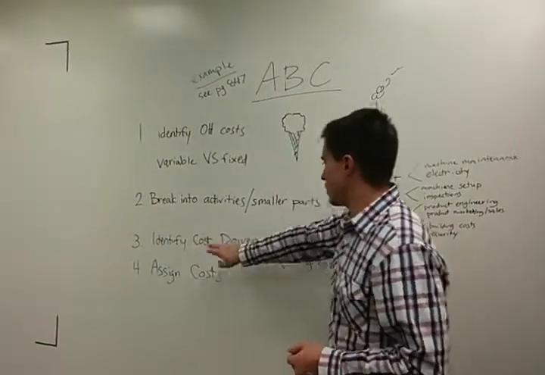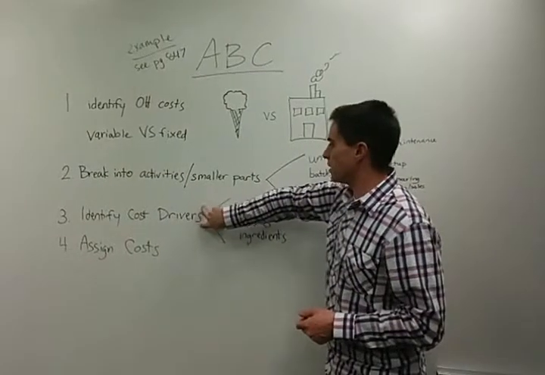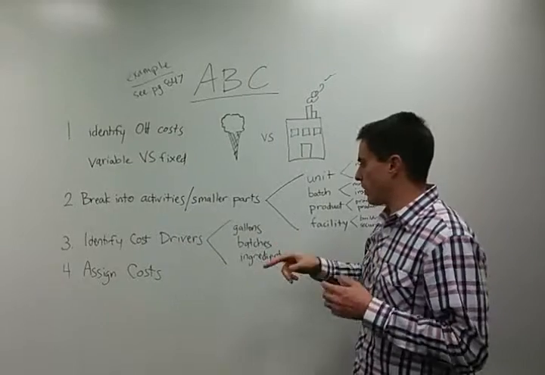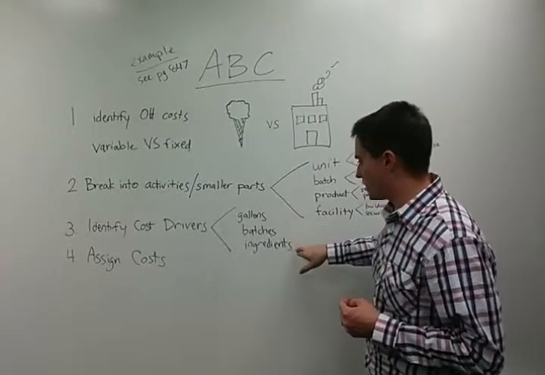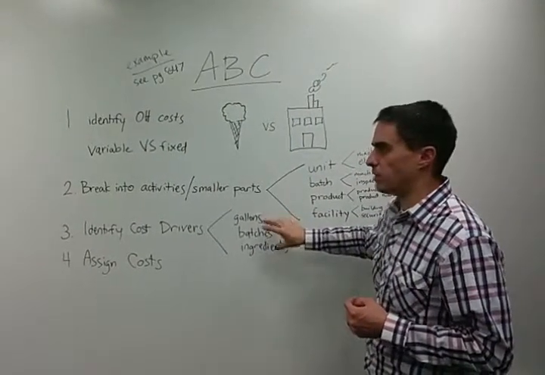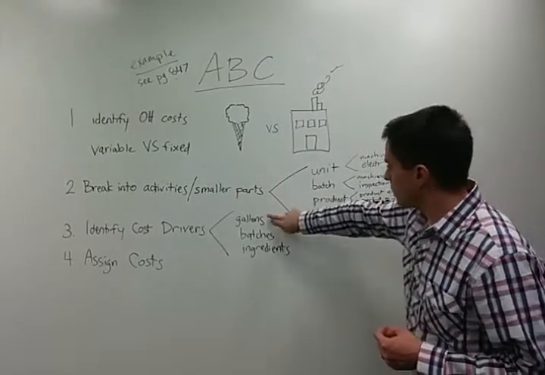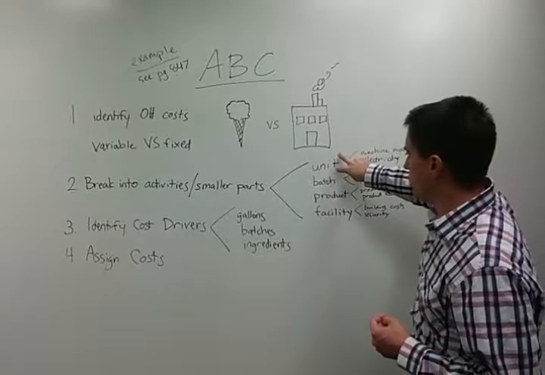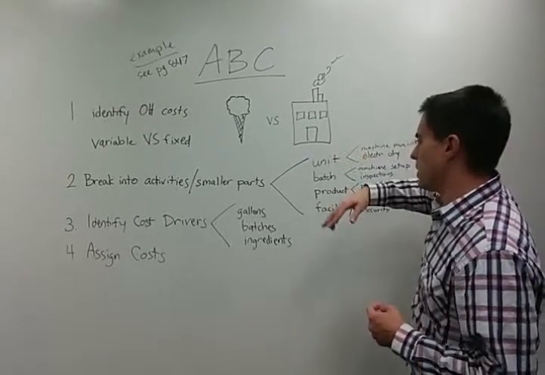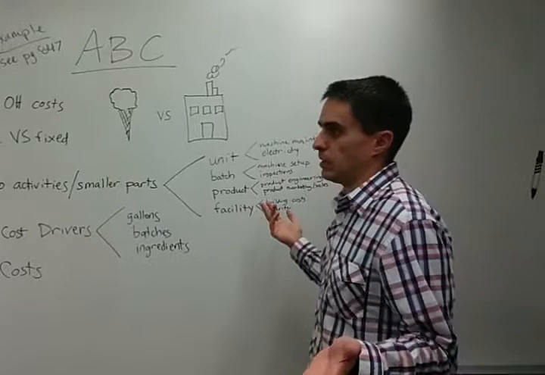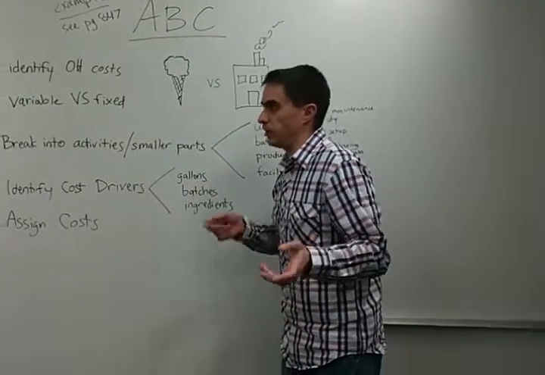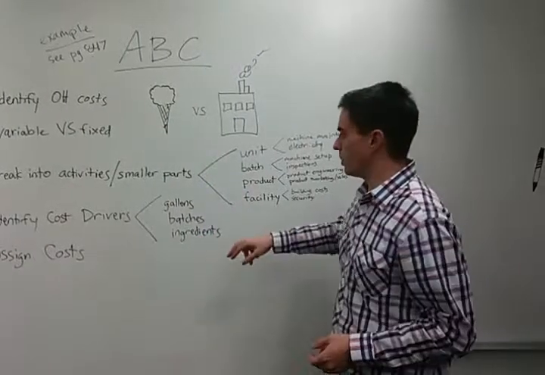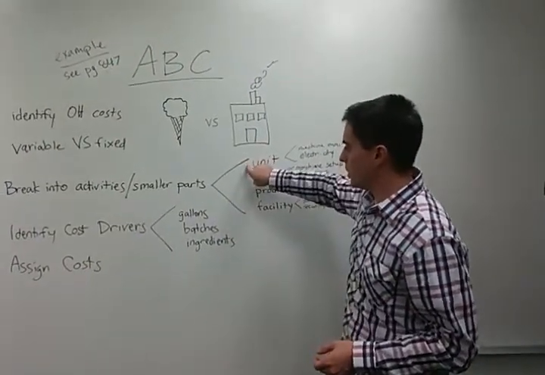So the third one, you're identifying the cost drivers. So this is simply saying, how are we going to peg the costs? So you can evaluate and say, okay, gallons, batches, ingredients. That's what they did for the ice cream. They said, okay, gallons would be attributed to the unit level because they're probably selling gallons. They're likely not having little kids come into the factory and handing a cone off the machine line. They're selling a gallon. So every gallon they produce would be considered a unit.